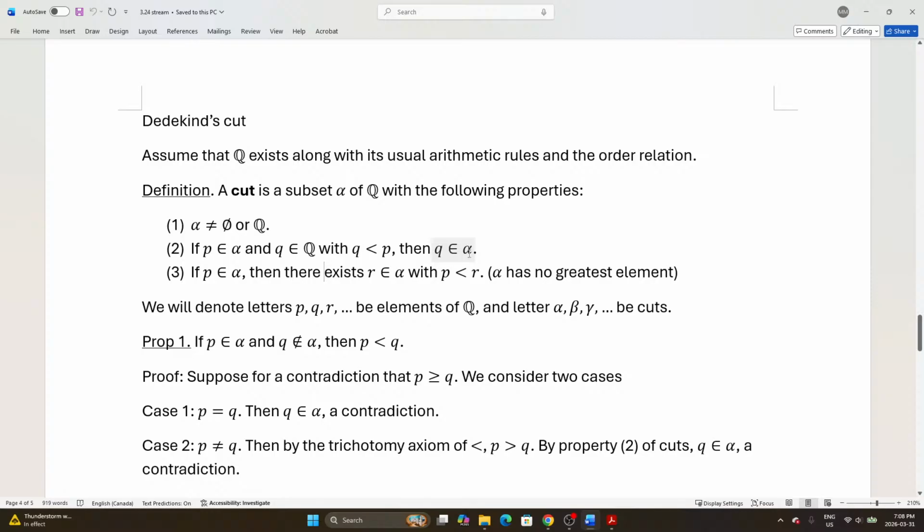This is to capture the idea of an interval, even though we don't speak of rational intervals. Interval is something we only discuss once we have constructed the reals. So this behaves like an interval, but not quite. And the third property is that any cut has no greatest element. So if p is in alpha, then there has to be another element in alpha that is greater than p. There's always something to the right of p.